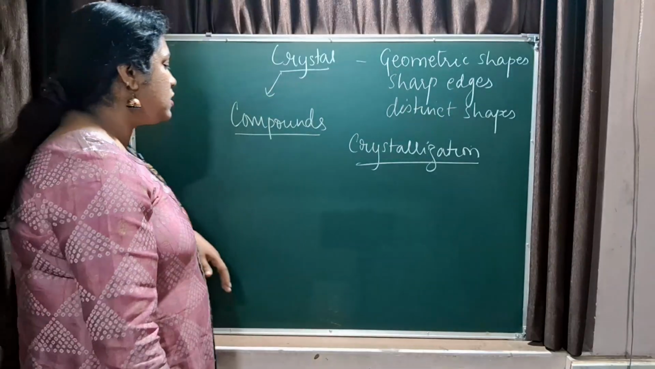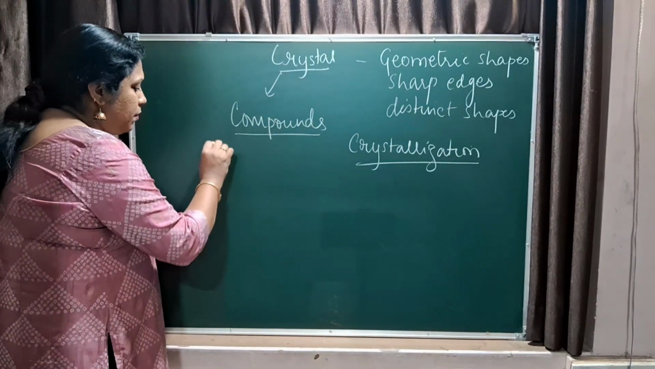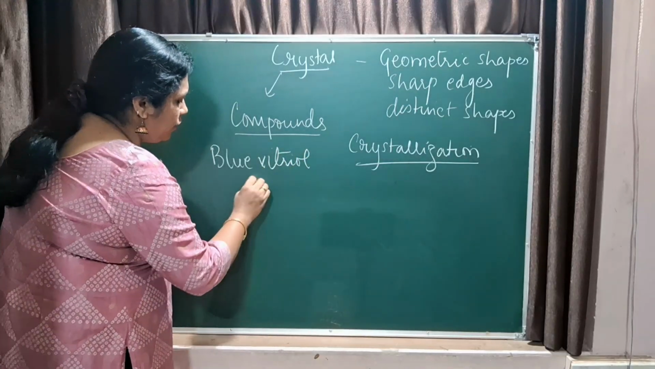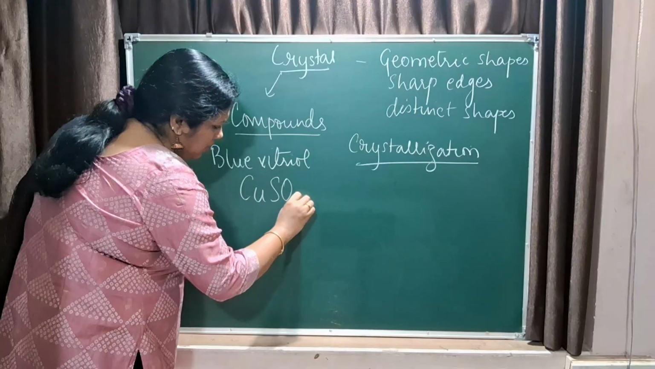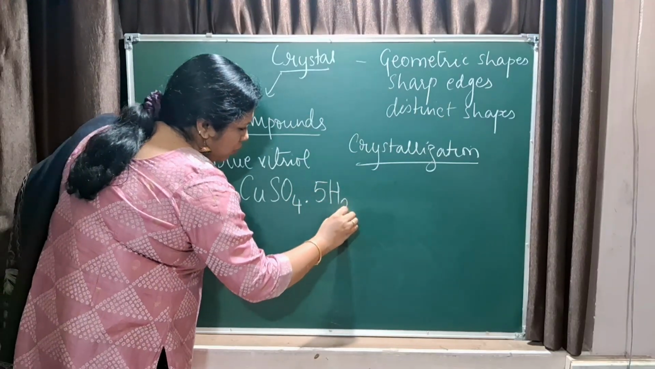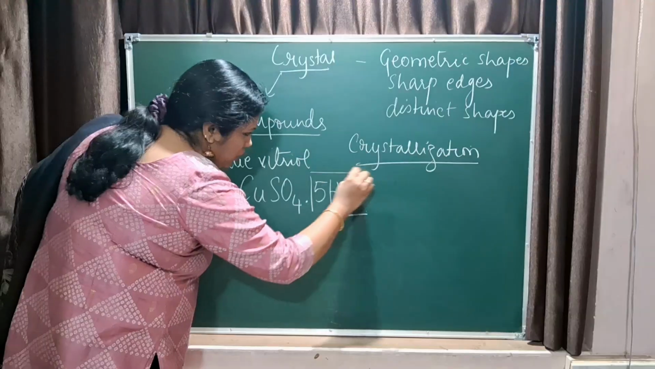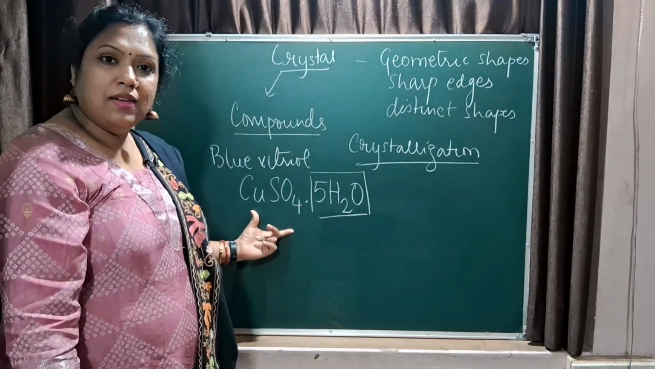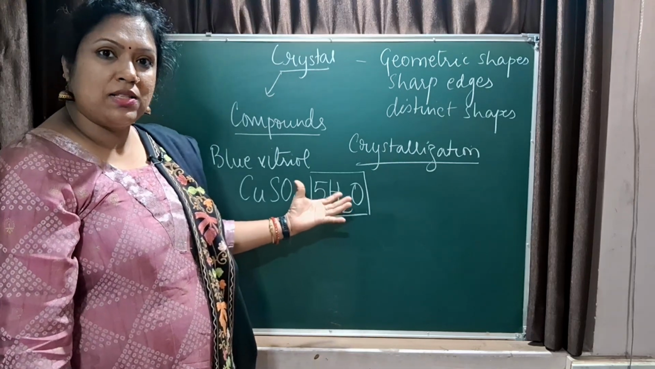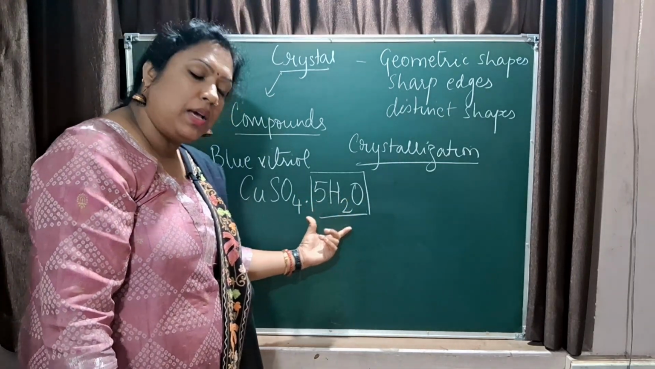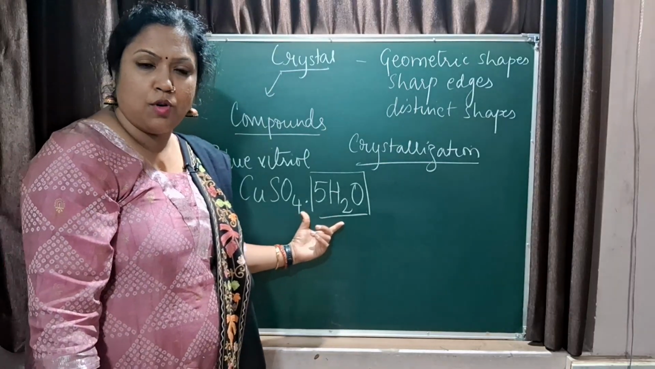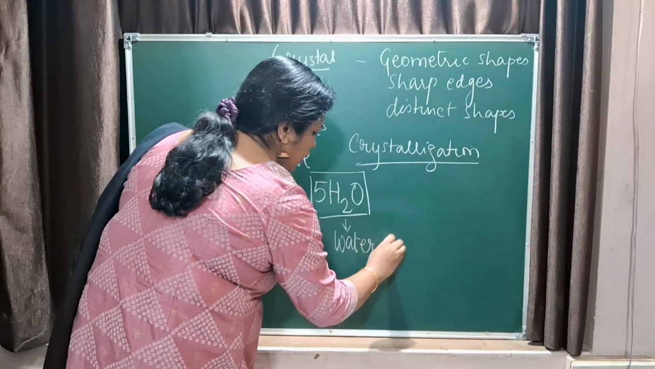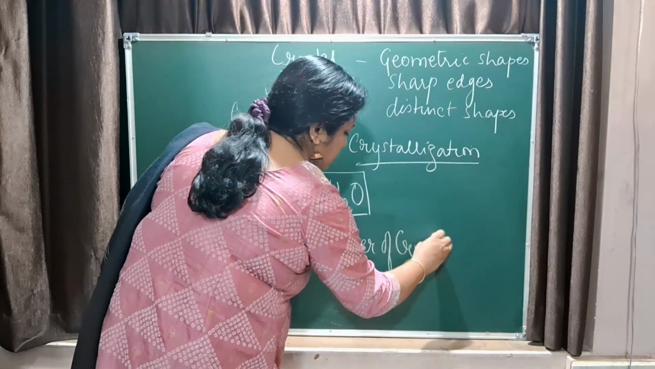Fine. Now there are certain salts which have, for example, blue vitriol. Now blue vitriol, the formula is copper sulfate and 5H2O. What is this 5H2O? This is not a molecule of water which is chemically combined. That is, it does not form a compound as such. This molecule of water remains with this salt with a weak force of attraction, and this is a fixed molecule of water which is called water of crystallization.